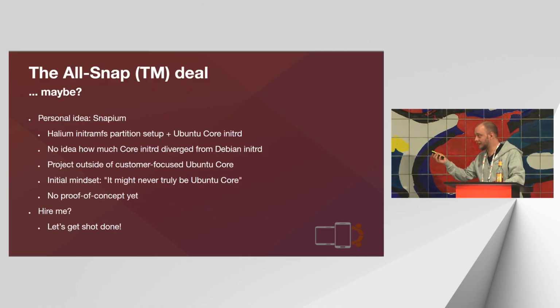So my personal idea here has been for some time now: create Snapium. Just Halium, Ubuntu Core, now KISS. The idea would be to do all the setup of the environment for mounting the right partitions, setting up the super partition, and doing everything that is required so that Ubuntu Core doesn't have to care about it, a step before that. The initial mindset is, because it is a proof of concept, or planned to be a proof of concept, it might never truly be Ubuntu Core, but at least we can try.